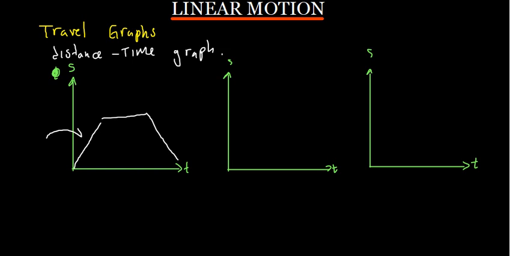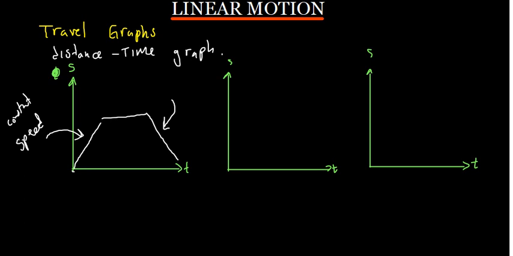So this line, which is straight, is going to represent speed. That is constant speed, because it is a straight line. And then here you are coming back, so you are reducing the speed. I hope you can see that.